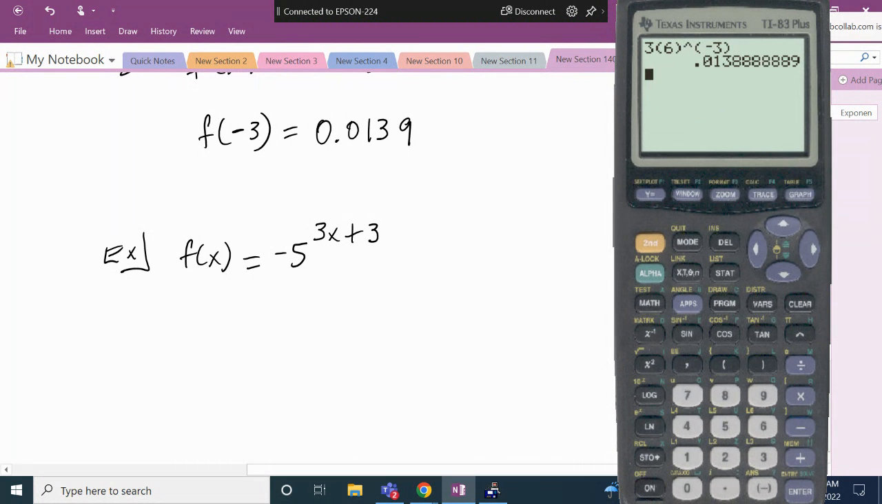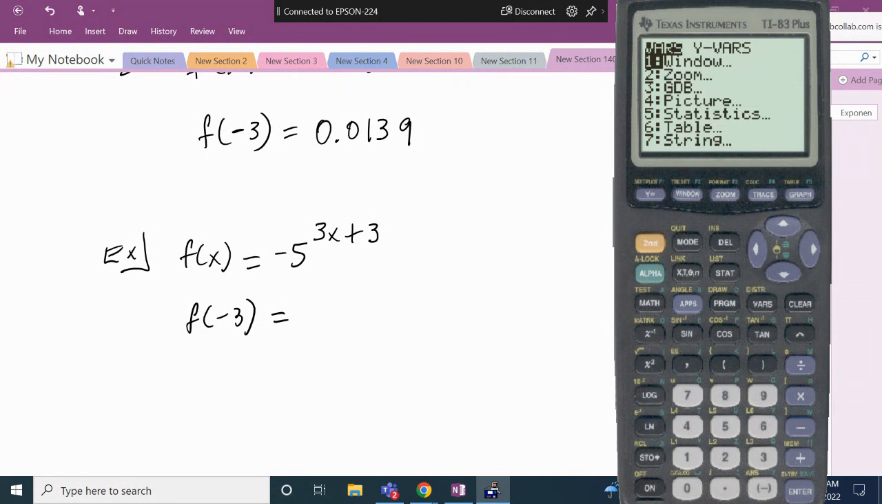Now let's say we're going to find f of negative 3. All right. So this is just a second method. You could just substitute negative 3 for x, right? Put it in this home screen and solve it. Or you could put it as y sub 1, right? And I put that as y sub 1. And now I'm going to actually recall that y sub 1 function. So I'm going to go into variables, which is VARS.